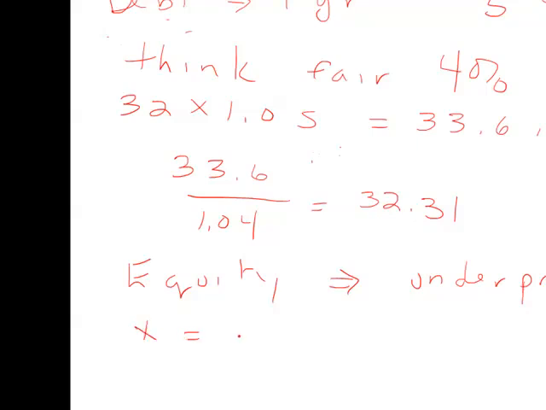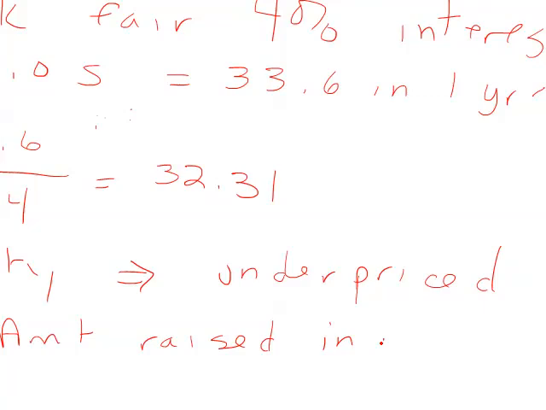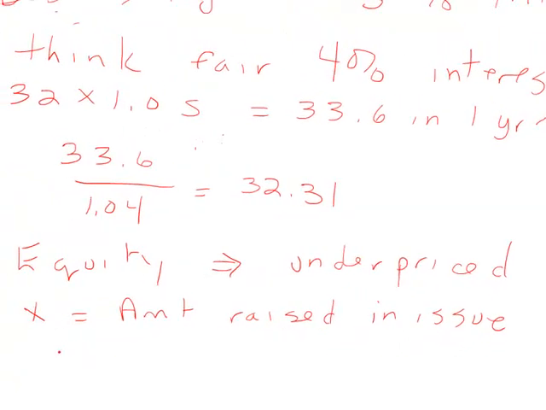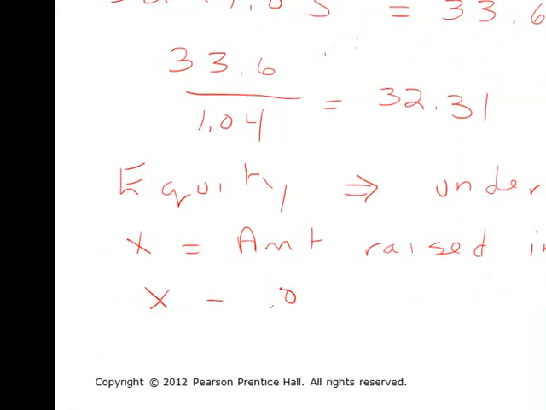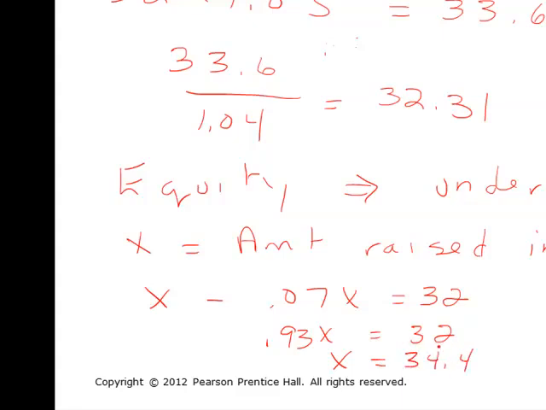So let's let X be the amount raised in the issue. So X minus 7% times X equals $32 million. So they have to raise a larger amount, subtract 7% of that as the fee to the investment banker in order to net $32 million. I get 0.93X equals 32, and I can solve for X, and I get 34.4 million. So they're going to have to raise 34.4 million in order to end up with 32 million, which is what they need for the project.